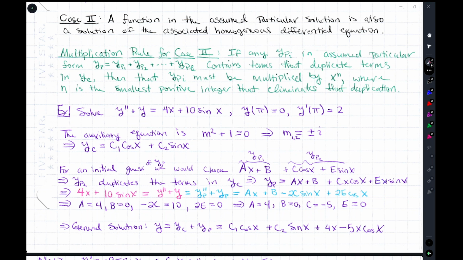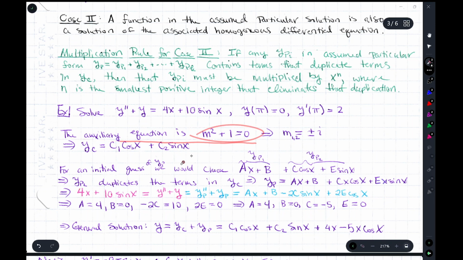So let's look at another example. This time we have an initial value problem, and we follow similar steps as we've done before. The auxiliary equation here is m squared plus 1 equals 0. This has complex conjugate roots, plus or minus i, the imaginary number. And our complementary function would equal this, okay, in that case.